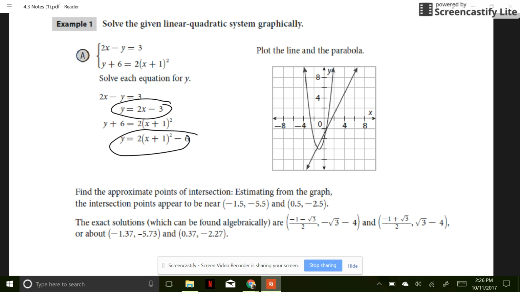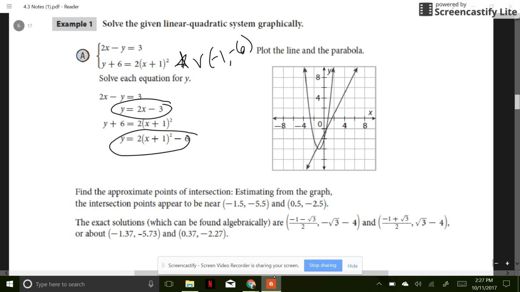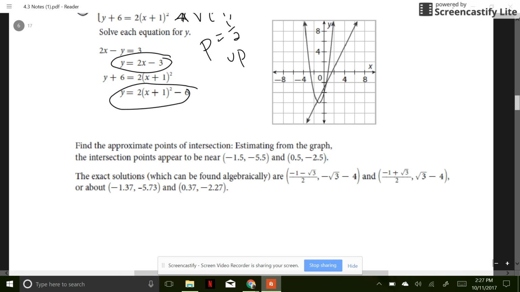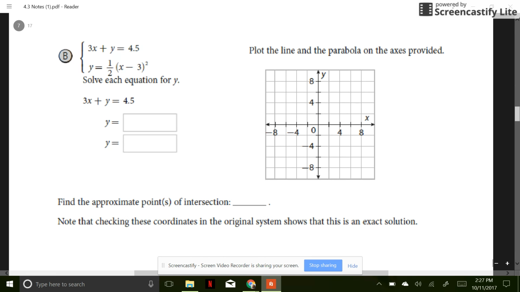So this would be something you could do nice and easily on your calculator. Or you could do it by hand based off of what we know about parabolas. So this one would have the vertex at -1, -6. P would be 1/2, and it should open up. You can figure it out that way as well if you didn't want to use your calculator.